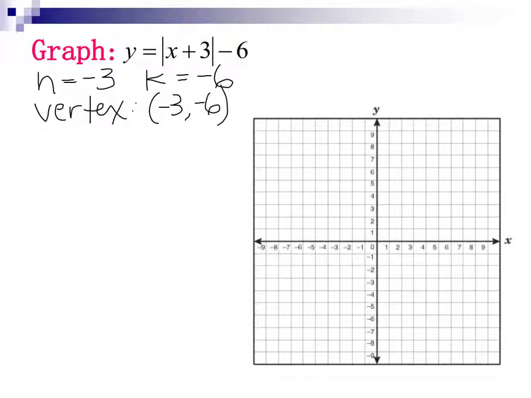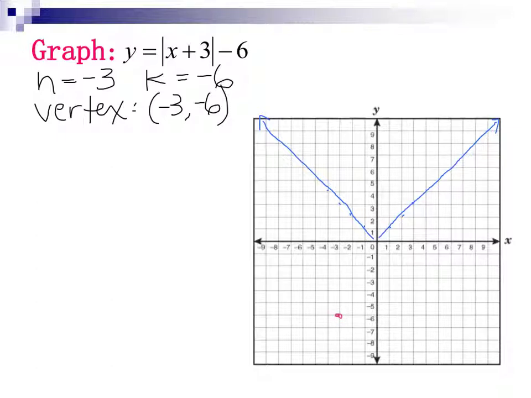All right? So from my parent function, this guy, I'm going to do two transformations. It doesn't matter whether I move horizontally first or vertically. So from my vertex, I'm going to move left 3: 1, 2, 3, and down 6: 1, 2, 3, 4, 5, 6. So my new vertex is going to be at negative 3, negative 6 here.